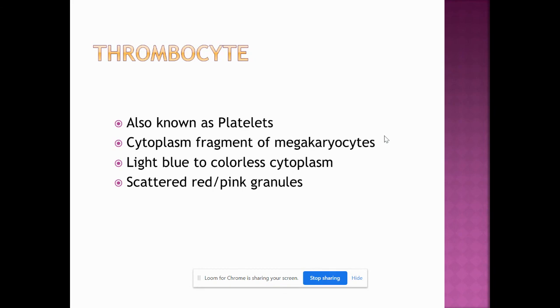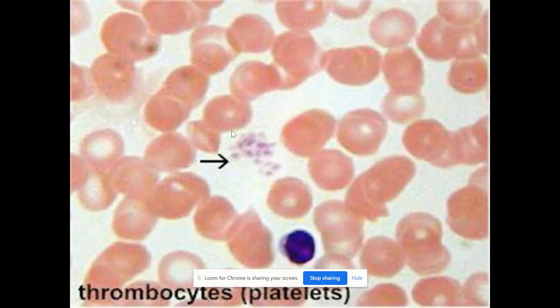when you use an electron microscope, you can really see the granules of a thrombocyte or of a platelet, and the color is usually scattered pink or red. Of course, when you use a usual microscope, you cannot really see the granules because the platelets are really small. But if you use an electron microscope, you can really see through the granules of the platelet inside.